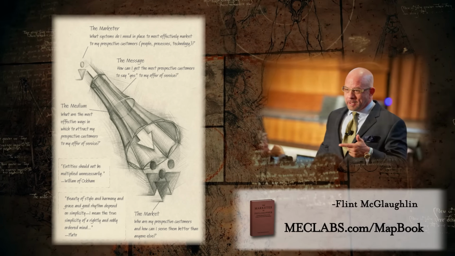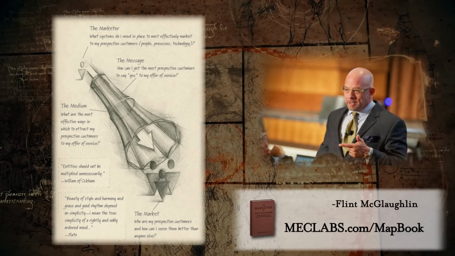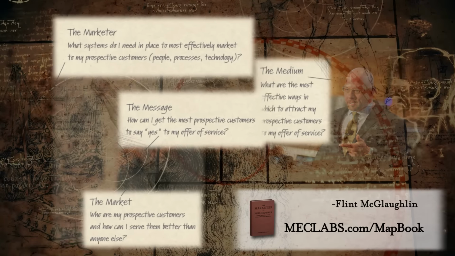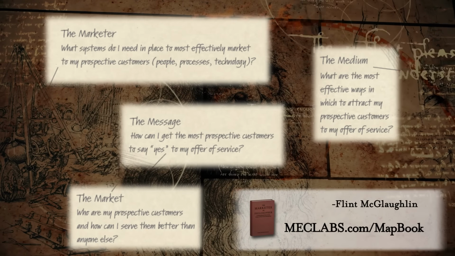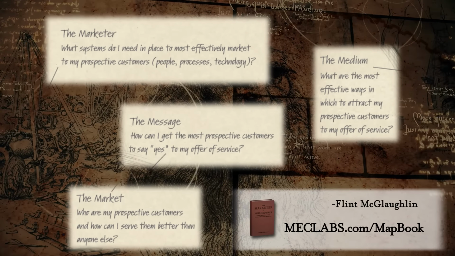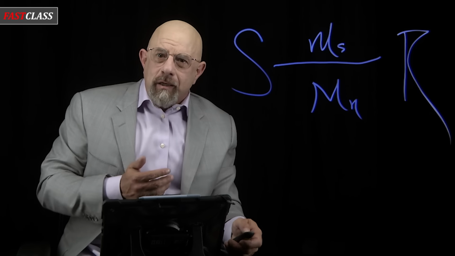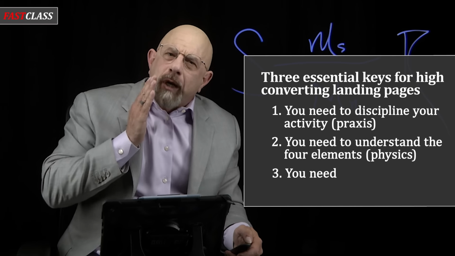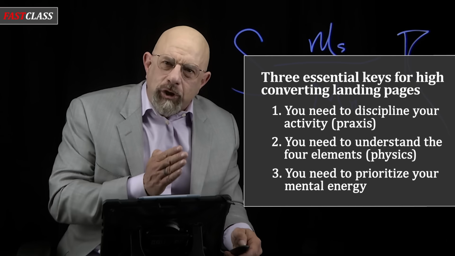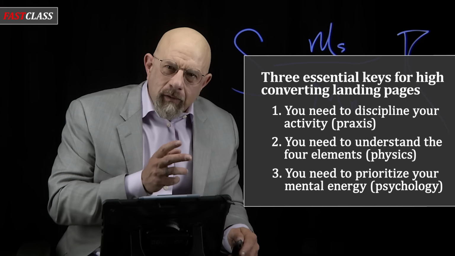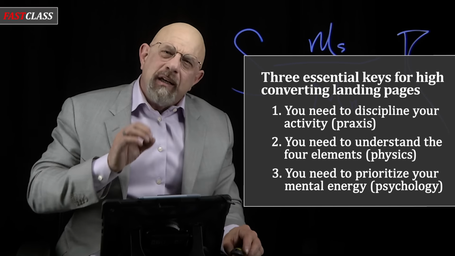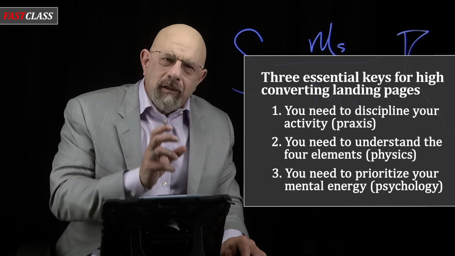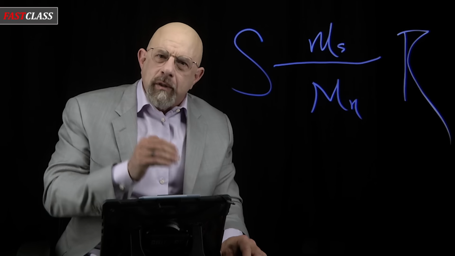And this is not something technical or abstract or academic. When you can simplify marketing into these 4 areas, you're able to think about your work and you're able to prioritize, which is the key to the next point. You need to prioritize your mental energy, psychology. So we've touched praxis, physics, and psychology in a simple way, but this is where it becomes more important.